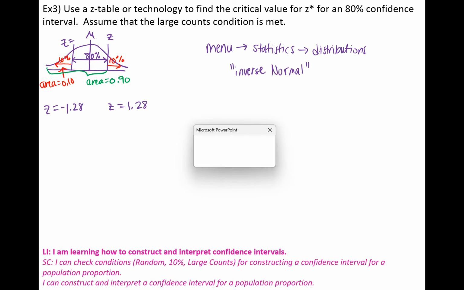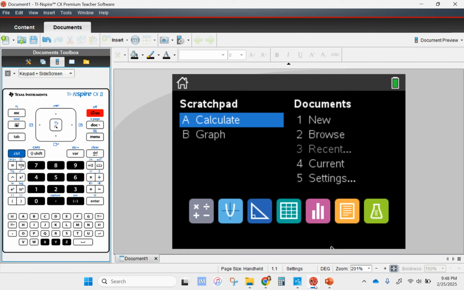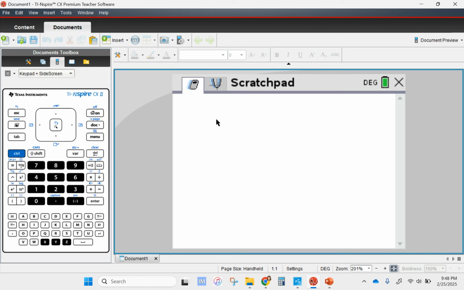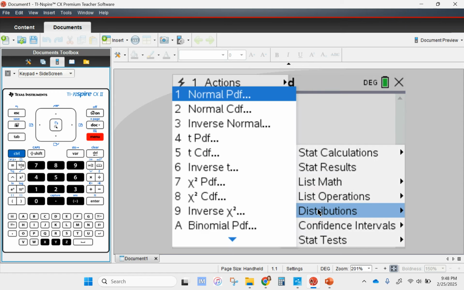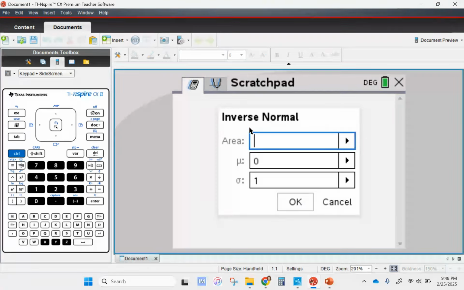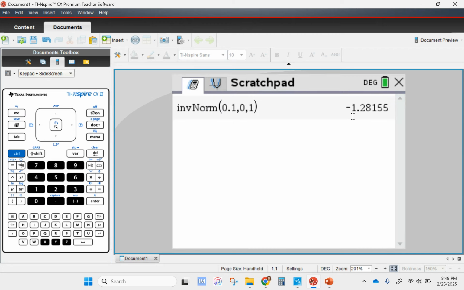All right, so I'm going to show that. I'm going to close this out one more time and we're going to pop over to calculator. Here we go, calculator. So I'm going to hit menu, statistics, distributions, and I'm looking for inverse normal. So this asks for what area are we looking for. The first one we did was 10%. That was the left part of our tail, so 0.10. And then on a standard normal curve, we would have 0 for our mean and 1 for our standard deviation. And then I just hit OK, and notice it gives us that negative 1.28 that we already had.